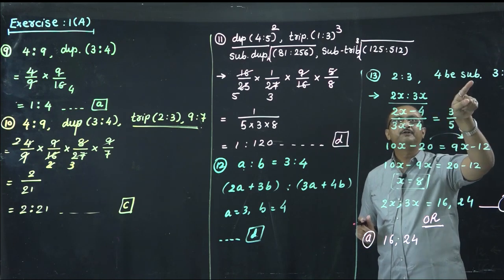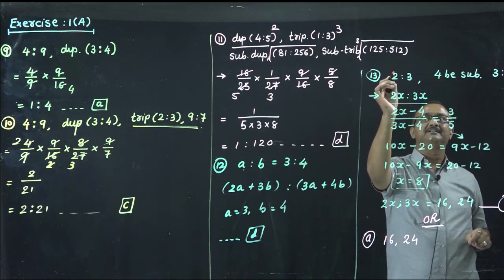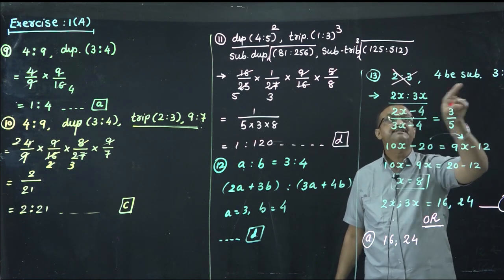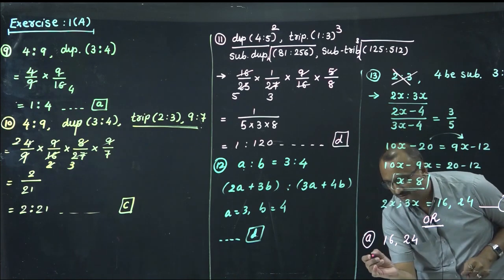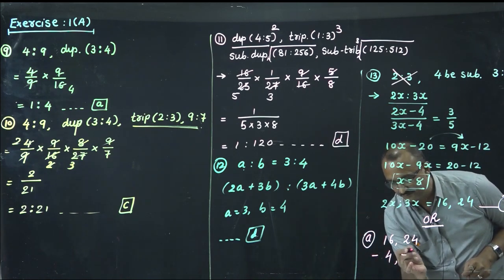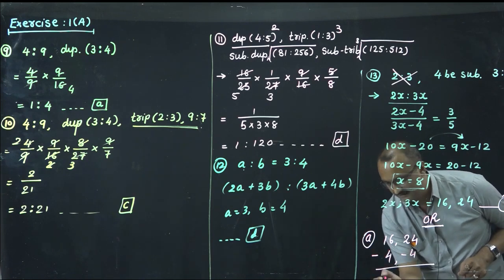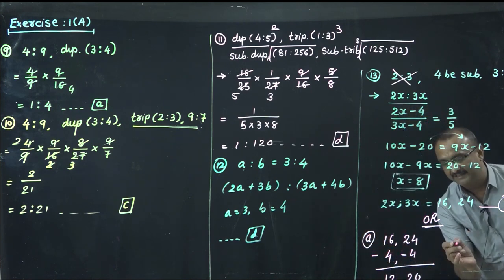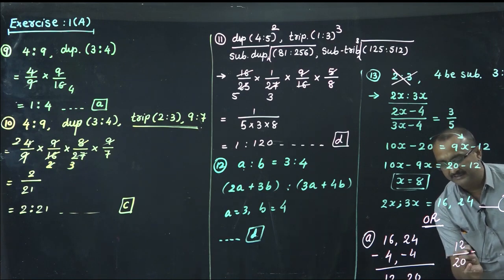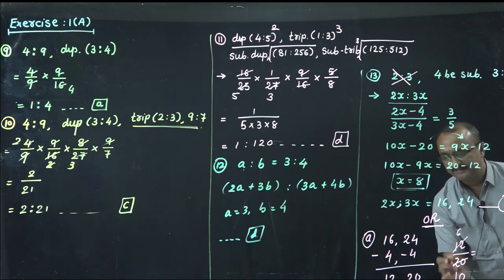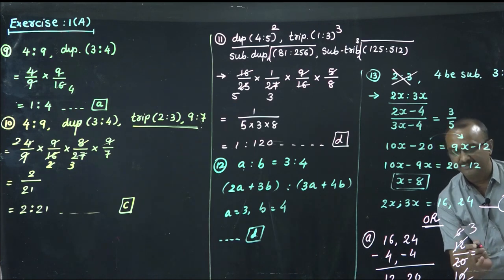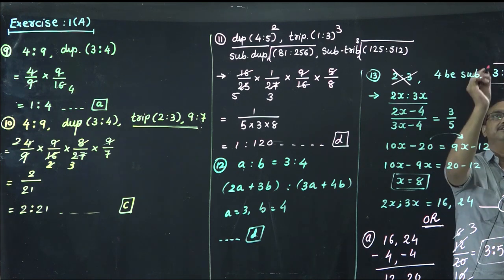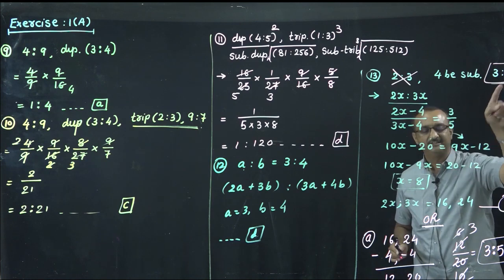Okay, if 4 be subtracted, the two numbers are in the ratio 2:3. We don't need to check that. If 4 be subtracted, let's subtract 4 from each. 16 minus 4, 24 minus 4, we get 12, 20. Now find the ratio of 12, 20. 12 by 20, 6 by 10, and it is 3 by 5. The numbers are in the ratio 3:5. See, which condition is given? The numbers are in the ratio 3:5.